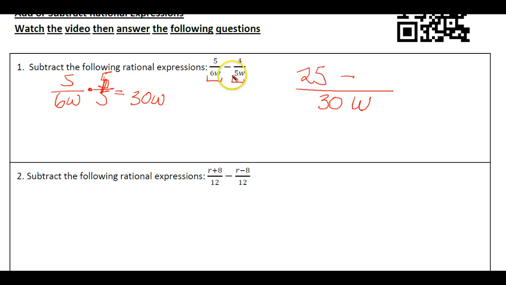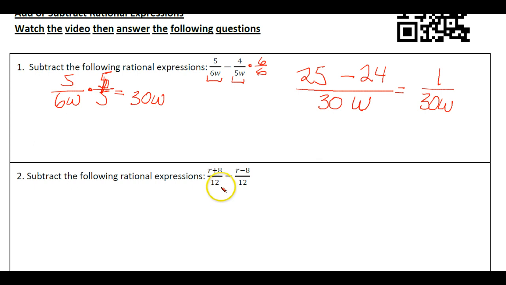And then we do the same thing here. We put the negative sign in there. We've got to multiply this by what, in the form of a 1, to make it 30? And that would be 6 over 6. And usually we do this mentally. So this is going to be 24. And now we have it over a common denominator. And since these are like terms, we would just do the subtraction. And we get 1 over 30w. And that's the work to get this answer.